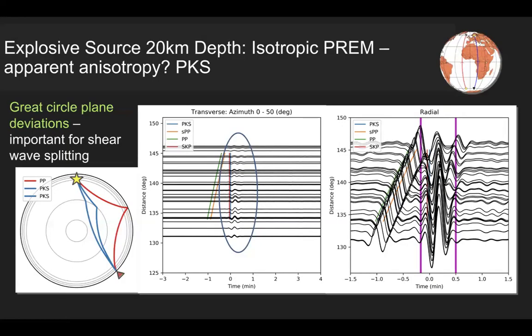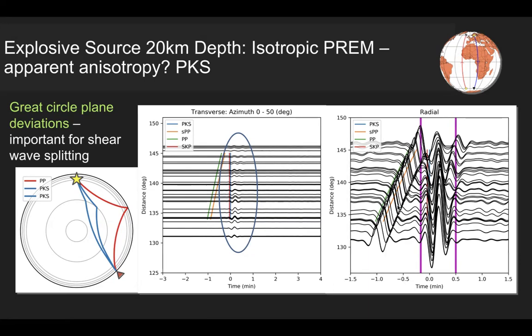So when I did my simulations, I found a really interesting observation. I did an explosive source. In theory, if you're in a perfect isotropic Earth, there should be no S waves produced. There's only P waves. So if there's no topography, all of your conversions at interfaces should be P to SV conversions. So you should have no transverse component energy at all.